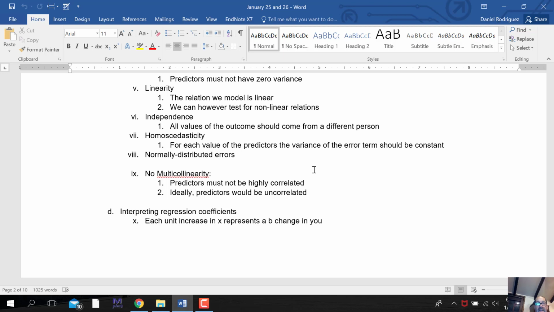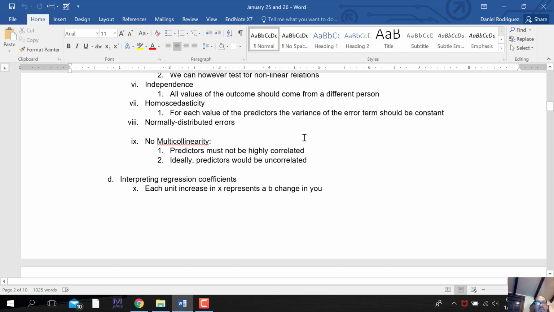So if we're predicting the effect of hours of exercise on one's weight, imagine that you do a better job at predicting one's weight at lower levels of exercise, hours per week, than you do at higher hours of exercise per week. That wouldn't really do. We want to be consistent across different levels of our predictor.